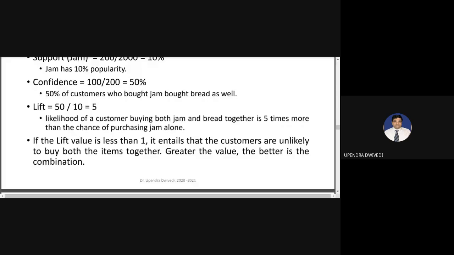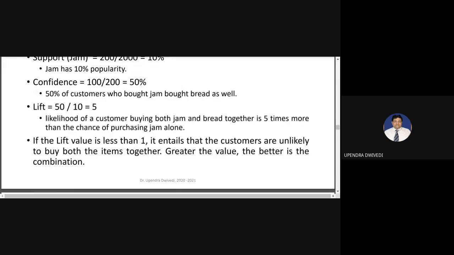So in this way, we can calculate all the support, confidence, and lift. If the lift value is less than one, it means that customers are unlikely to buy both the items together. The greater the lift value, the better the combination.